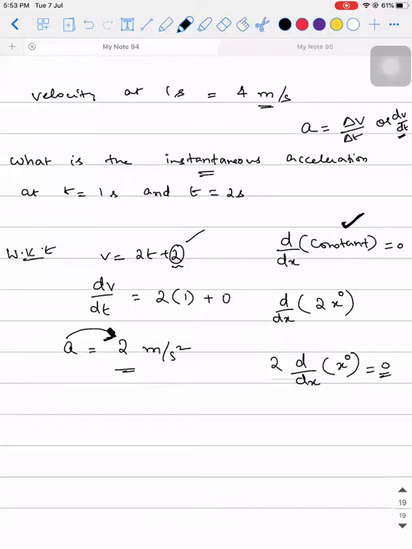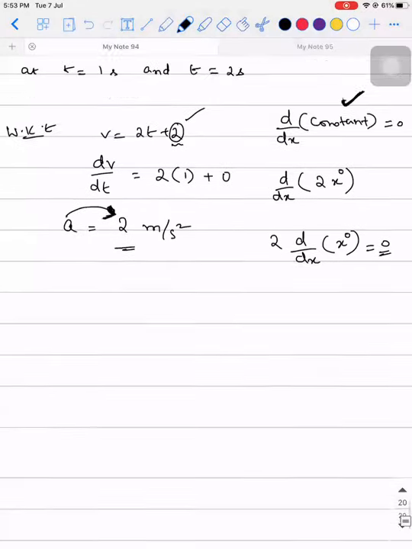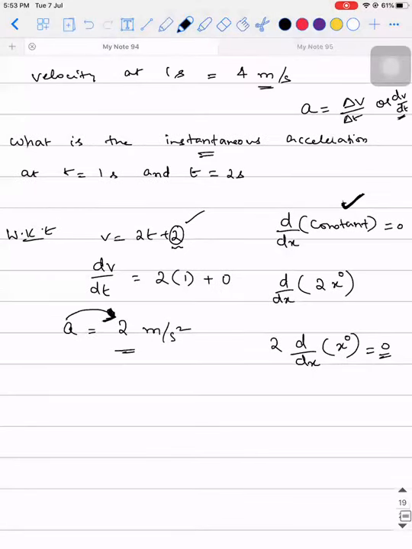Sir, could you repeat the last point? The last one I told is, since acceleration is independent of time, how will I find, looking at the expression, whether it is dependent or independent? If the equation is a equal to 2t, then acceleration is dependent on time. If a is equal to only 2, it is independent of time. If t is involved in this expression, then it is dependent. If t is not involved, it is independent.